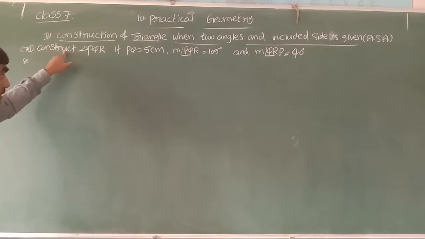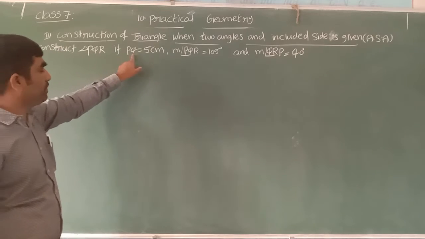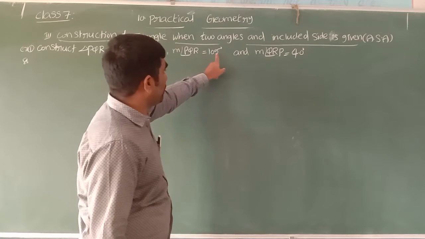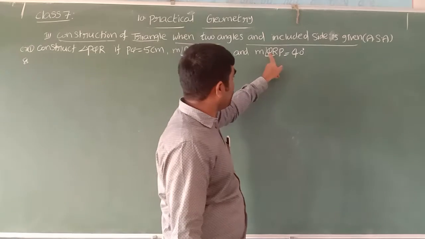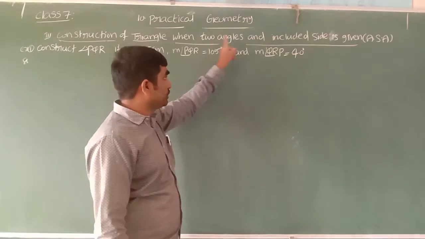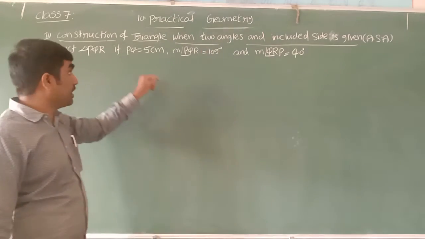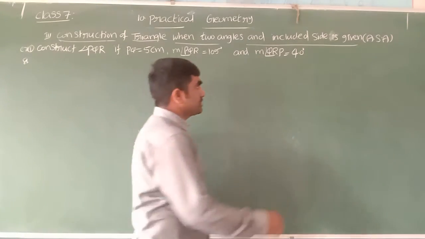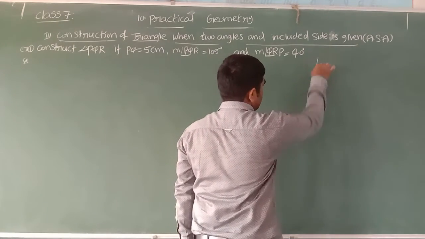Here they are asking: construct triangle PQR if PQ is equal to 5 cm, the measure of angle PQR is equal to 105 degrees, and the measure of angle QRP is equal to 40 degrees. Here we know the measure of two angles and the length of one side. With the help of these measures, first we need to draw a rough sketch.